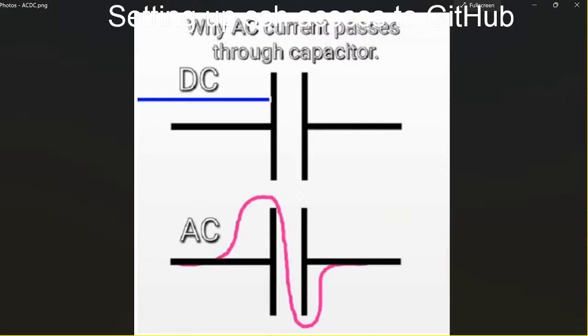So in the vein of showing memes in class, I've been stealing stuff from Professor Broderick's meme channel, and so this is a way to remember what happens with a capacitor. If you've got DC, it gets stopped by the gate. But if you've got AC, it manages to get around it. Obviously, that's not the way it works, but it's just a way to remember that AC passes through the capacitor, but DC doesn't.